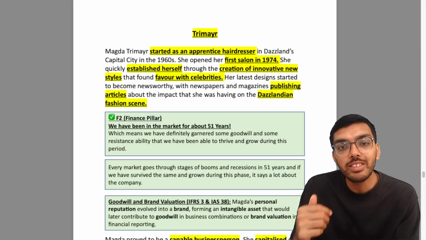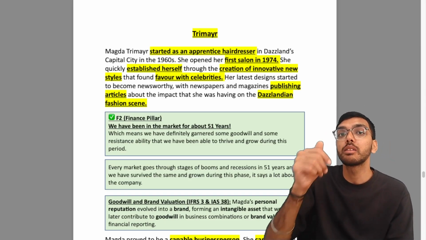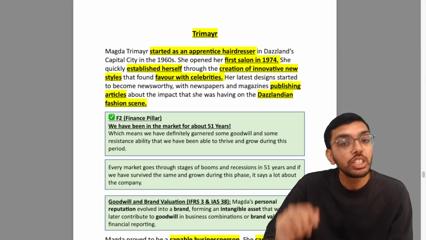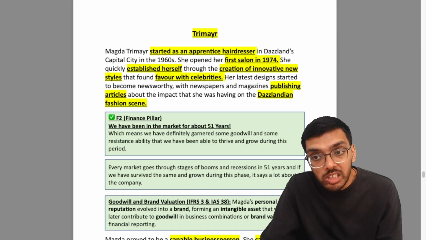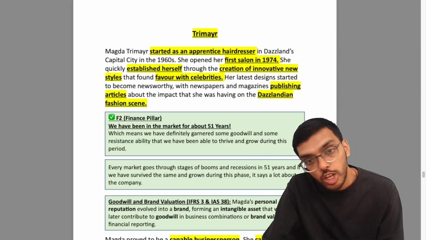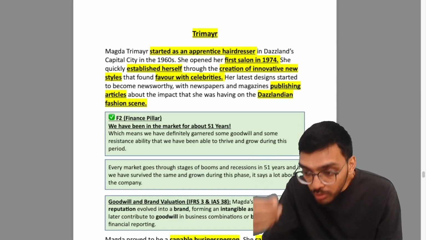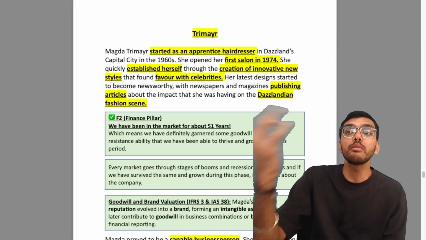So when you are doing something right and when you have been in the market for such a long time, it surely means that your company has garnered goodwill, a loyal set of customers. So this is your F2 pillar of goodwill. Your company will have goodwill.